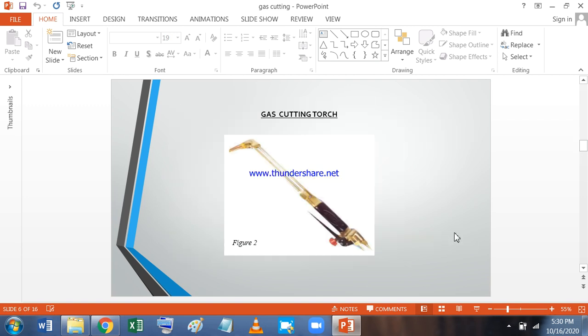This is a gas cutting torch which we will be explaining when we deal with gas cutting.